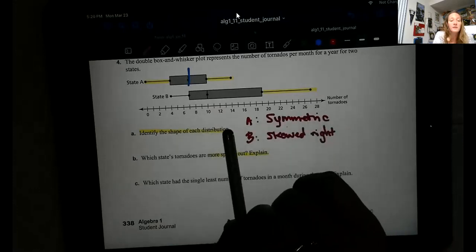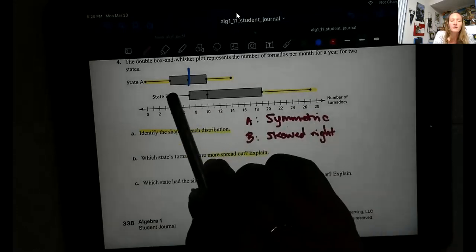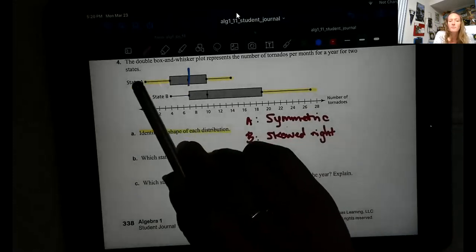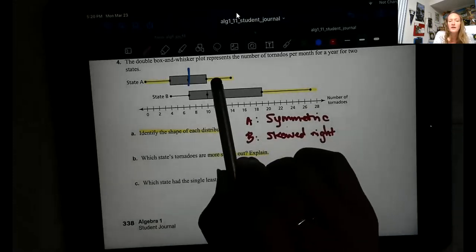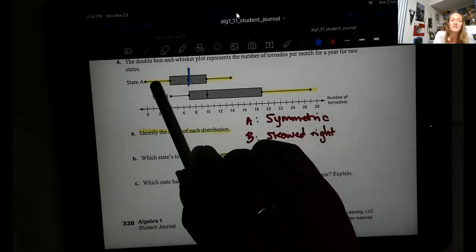Now, I didn't say to explain, but if we needed to, remember the skewed right one means most of the data is down here on the left. And then the symmetric one means they're about even as far as 50% here and 50% there. Or I don't know exactly. I know this entire box is 50% and that's 25.